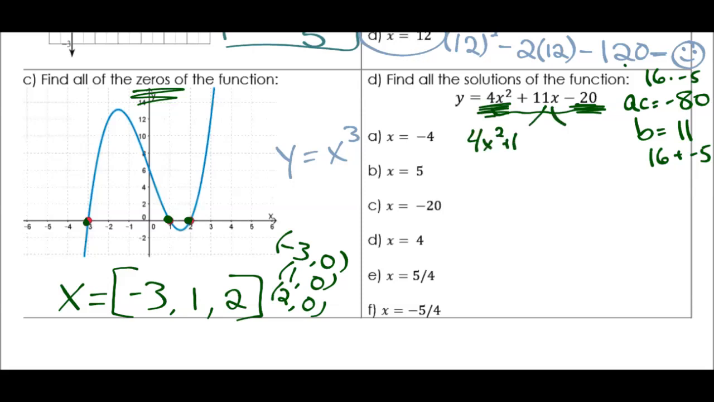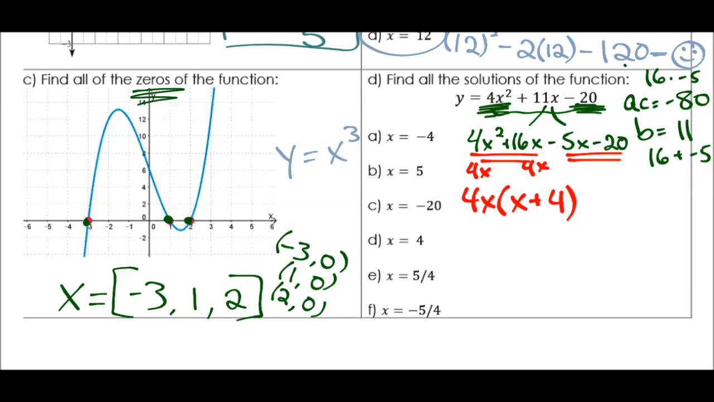4x squared plus 16x minus 5x minus 20. Now I'm going to factor by grouping. I'm going to group those two, group those two, and then factor out the GCF from the first set, the 4x squared and 16x. I'm going to divide each of those by 4x. 4x comes to the outside of the parentheses. It leaves me with x plus 4 on the inside. And then minus, I'm going to divide this by negative 5 and this by negative 5 to make these parentheses the exact same. Those have to be the same, so I need to factor out a negative 5.